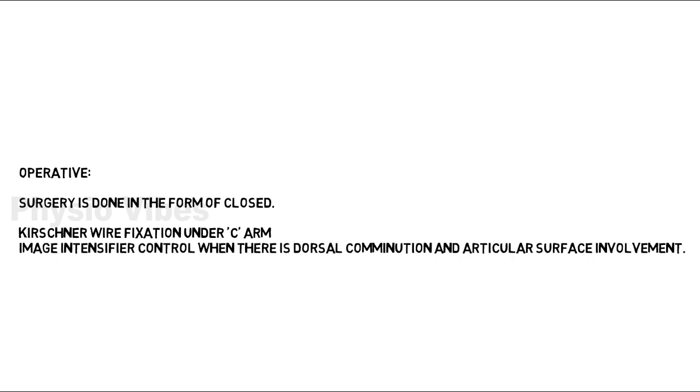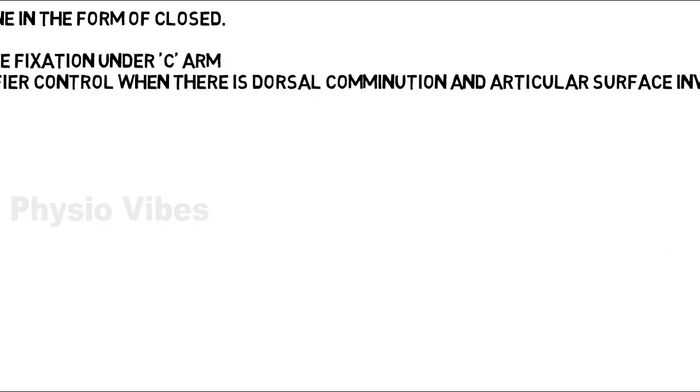Operative. Surgery is done in the form of closed Kirschner wire fixation under C-arm image intensifier control when there is dorsal comminution and articular surface involvement.